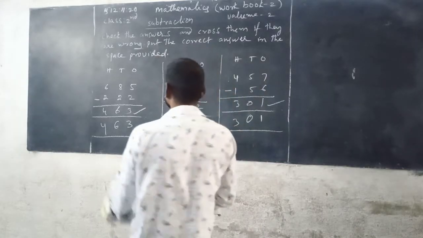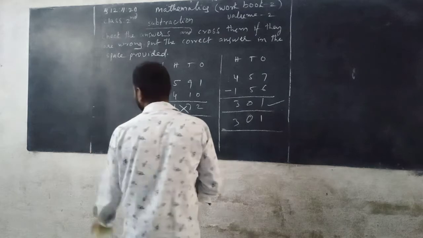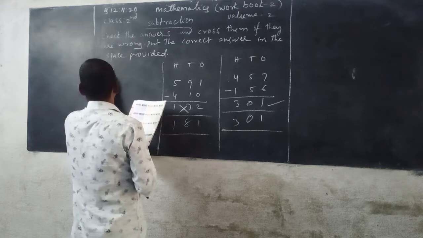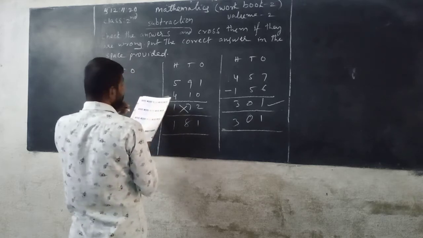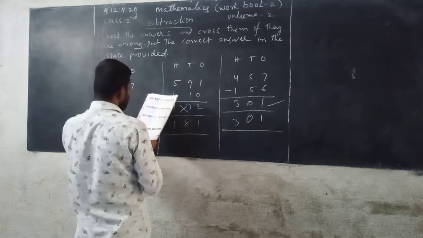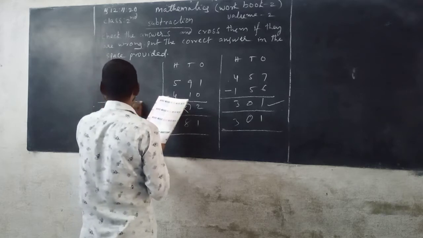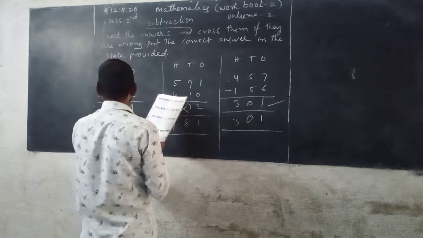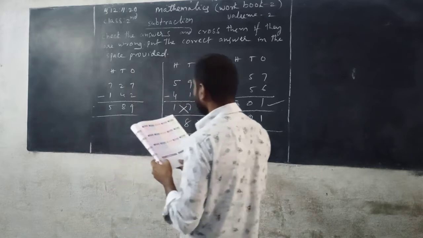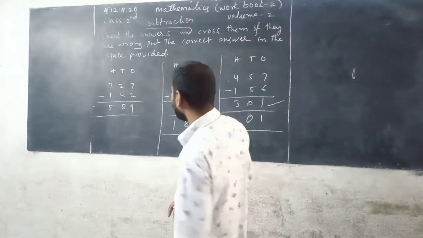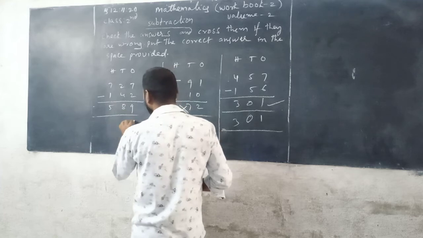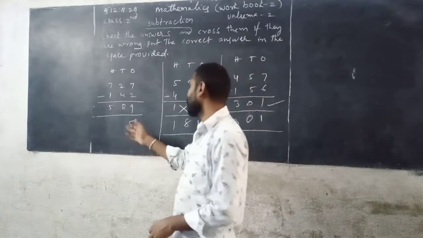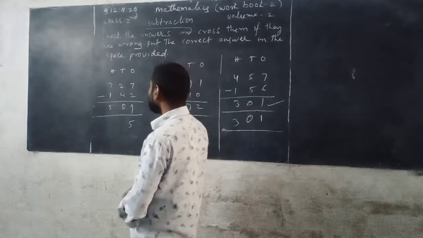Now next one is 727 minus 142. The given difference is 589. Once check it. Actually first subtract the digits in ones place. 7 minus 2, you can get 5. You can count 2 after 3, 4, 5, 6, 7. 5 write down. Next we subtract the digits in tens place.